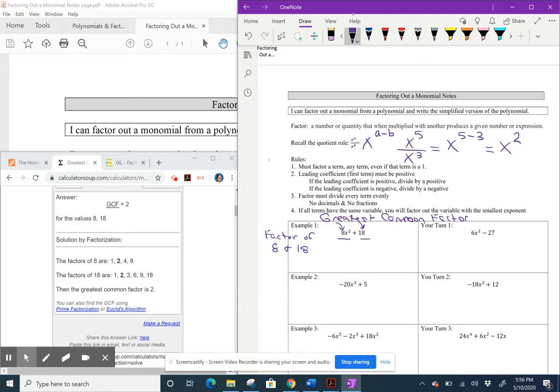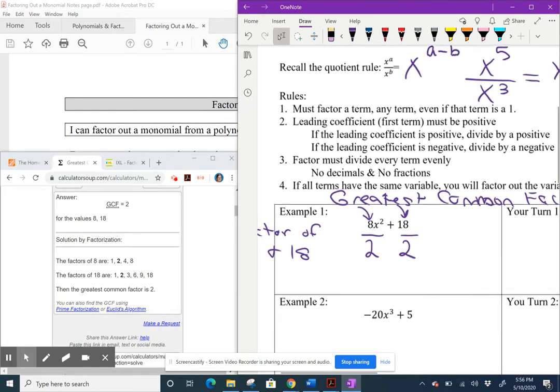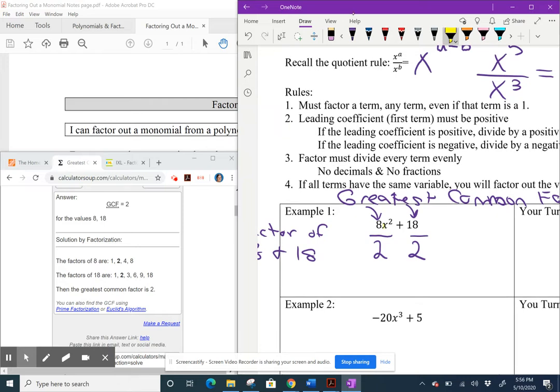So we're going to set up a division problem. So the greatest common factor of the 8 and 18, like I said, is 2. But then we have to look closer. We need to look at the variables. In our first term, we have x squared. But notice in our second term, we do not have any x's. So they do not share any x's. So our greatest common factor of this binomial is 2. So we're going to put the 2 here, and then we're going to set up our parentheses.